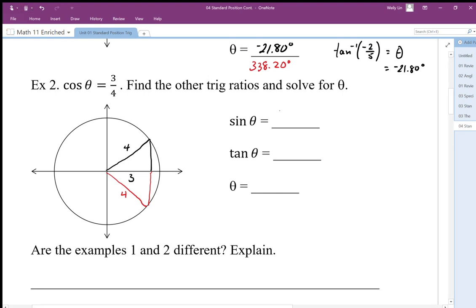So here the sine theta, well, let's solve for the third side here. 16 minus 9 is going to be √7. So sine theta could be positive √7/4, or it could be negative √7/4. So I'm going to write that in. It could be √7/4. That's the positive version. Or, since there is a second position that has the same cosine ratio, we could also consider that it could be negative √7/4.